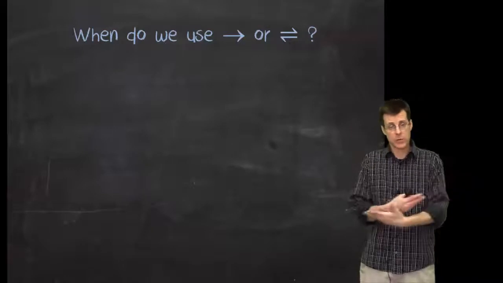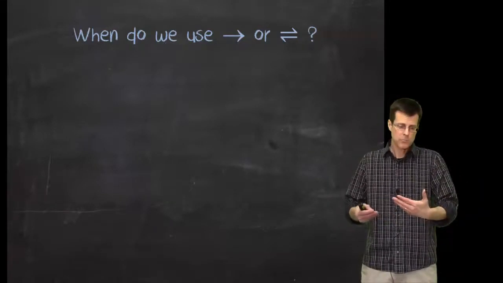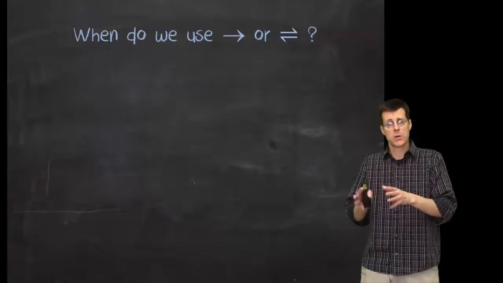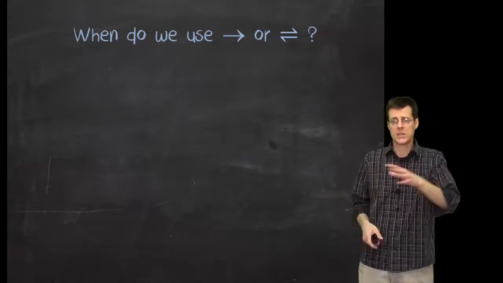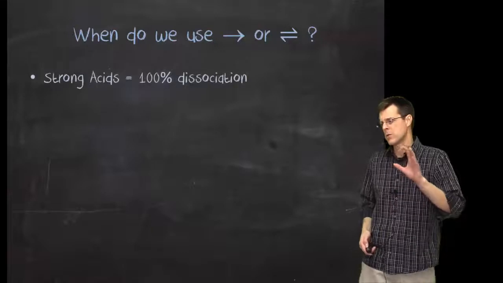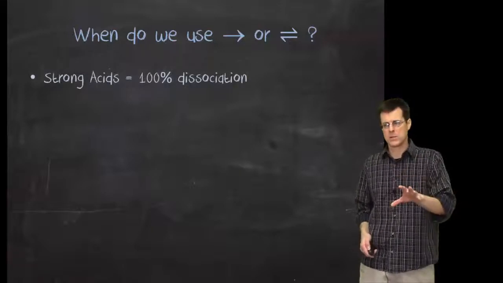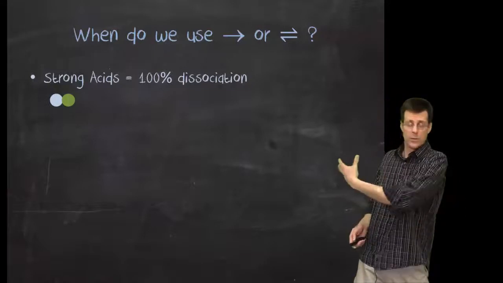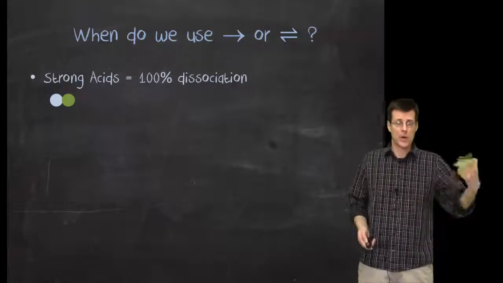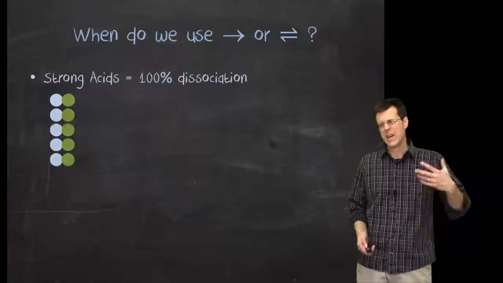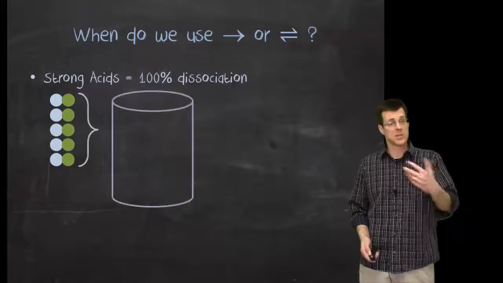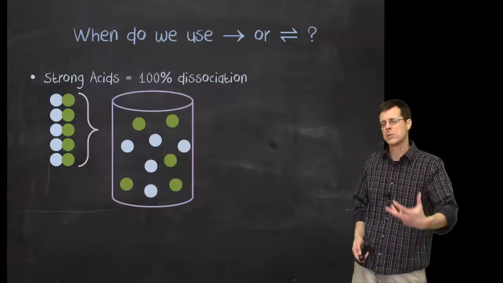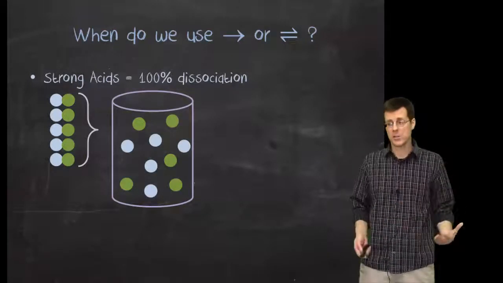Now, in some of those examples that I've used, I've had a straight arrow. In some of them, I've had a reversible arrow. When do we use one-way arrows? When do we use equilibrium arrows? There's a short answer and a long answer. We're going to do the long answer first, and then I'll give you the short answer. So, when we're talking about strong acids, these are acids that have 100% dissociation. So if I were to represent an acid like that, a proton with another thing, and I had a bunch of them, and I dumped them into water to make a solution, every single last one of them would dissociate, 100% dissociation.